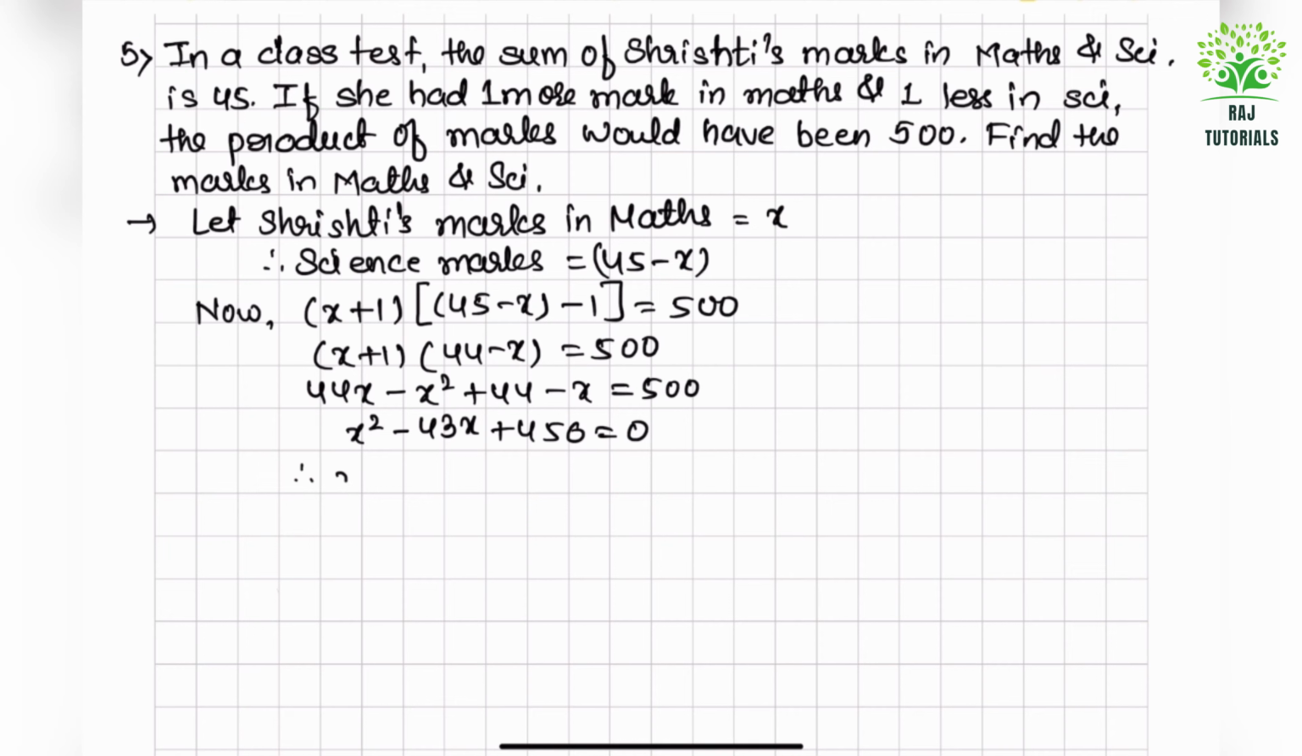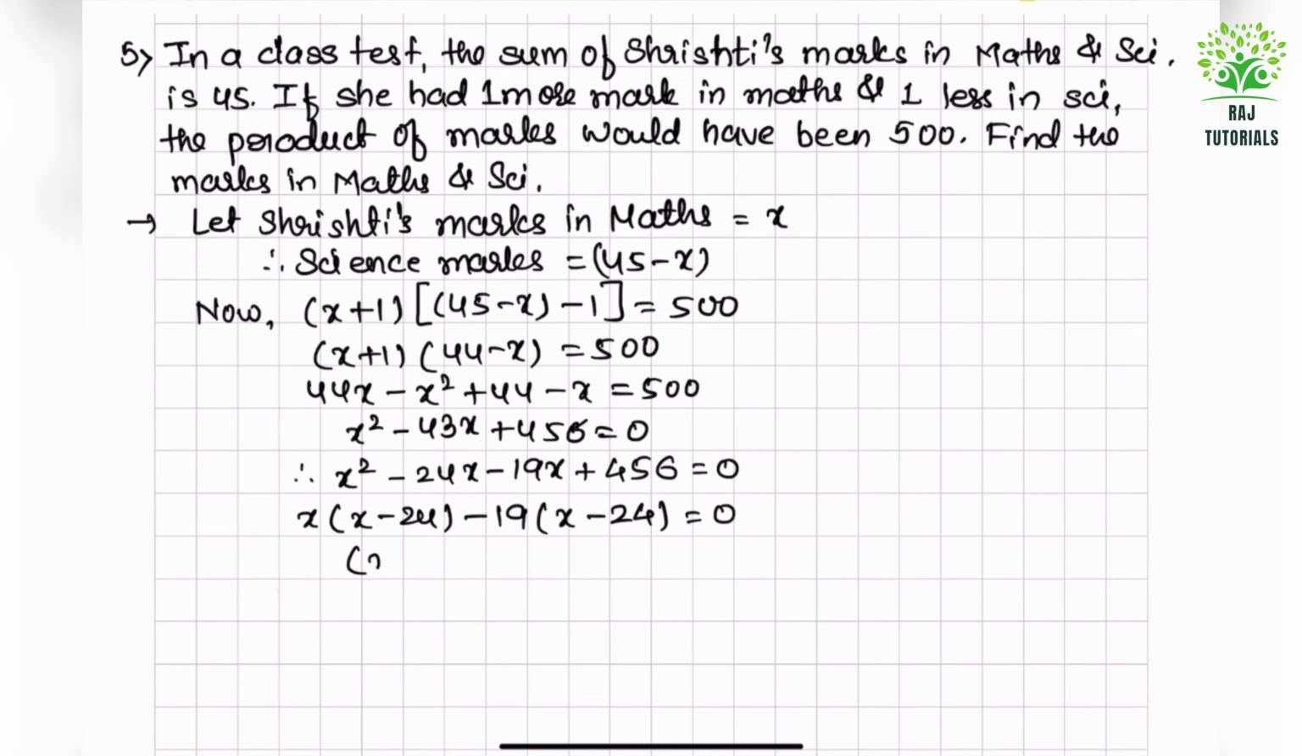So therefore I can say x² − 24x − 19x + 456 = 0. From the first two I am taking x, so x(x − 24), and −19 from the next two, so (x − 24)(x − 19) = 0. So either x − 24 or x − 19 = 0. Therefore x = 24 or 19.